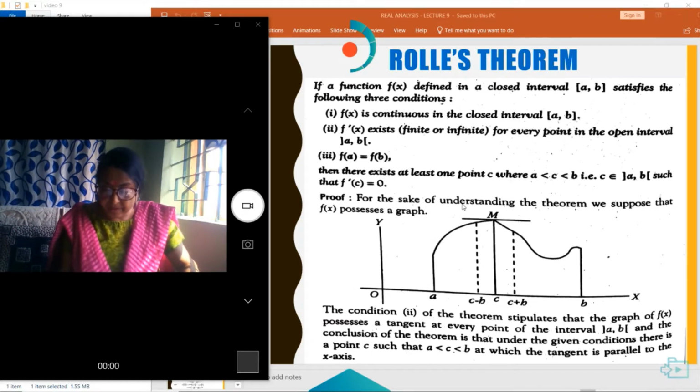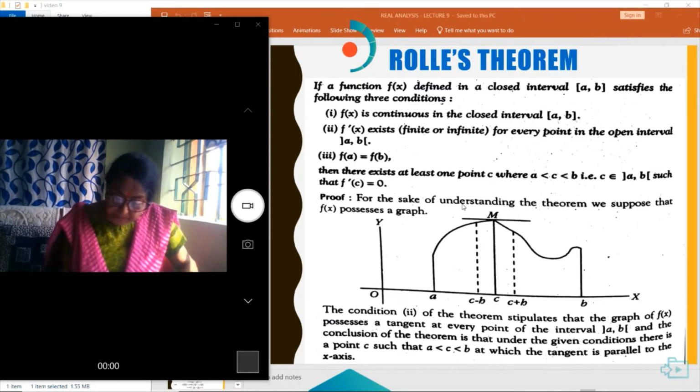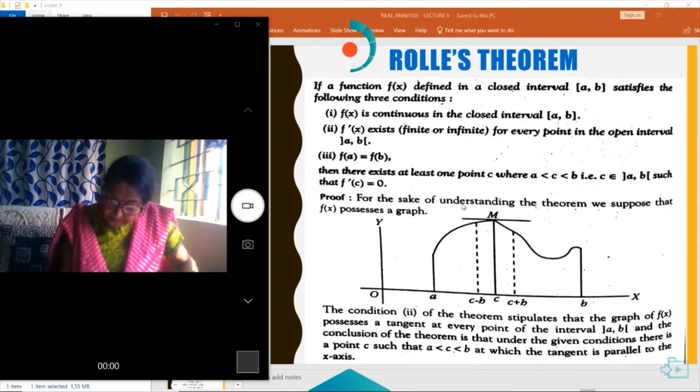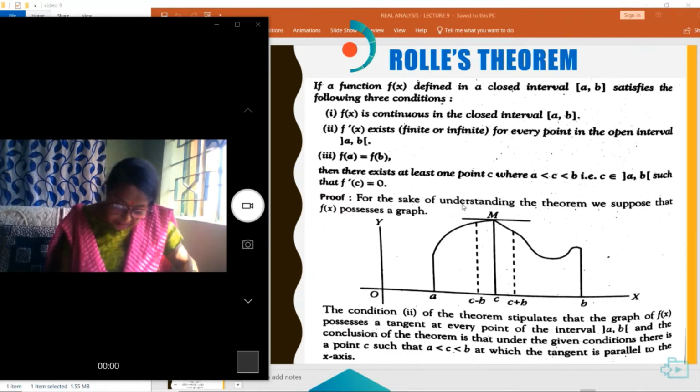Now see the curve given on your screen. Condition 2 of the theorem stipulates that the graph of f(x) possesses a tangent at every point on the open interval (a,b), and the conclusion of the theorem is that under the given conditions there is a point c between a and b such that the tangent is parallel to the x-axis.